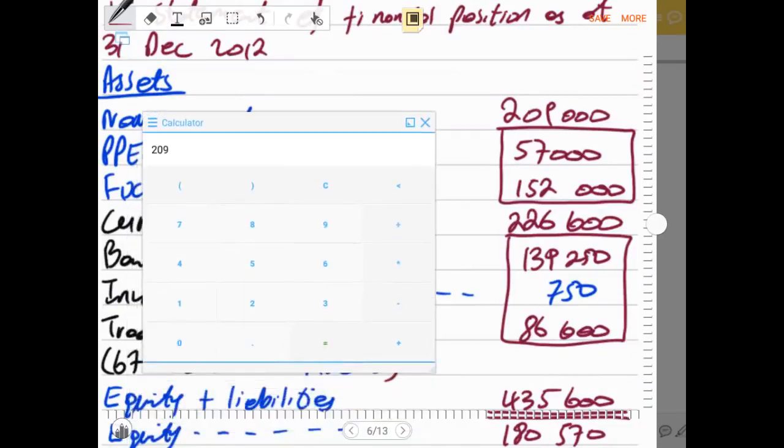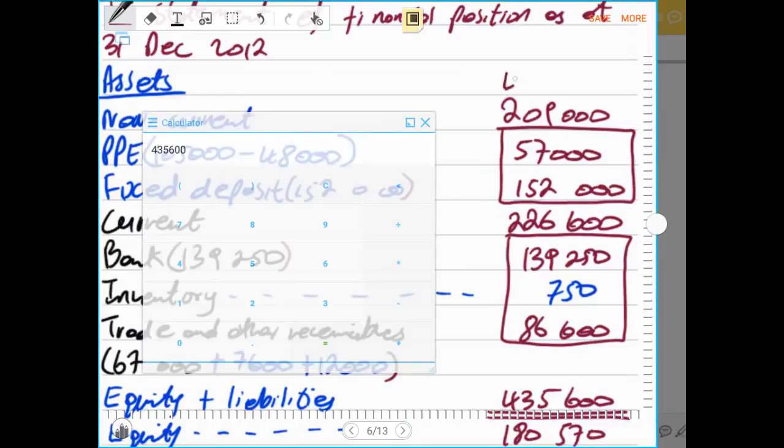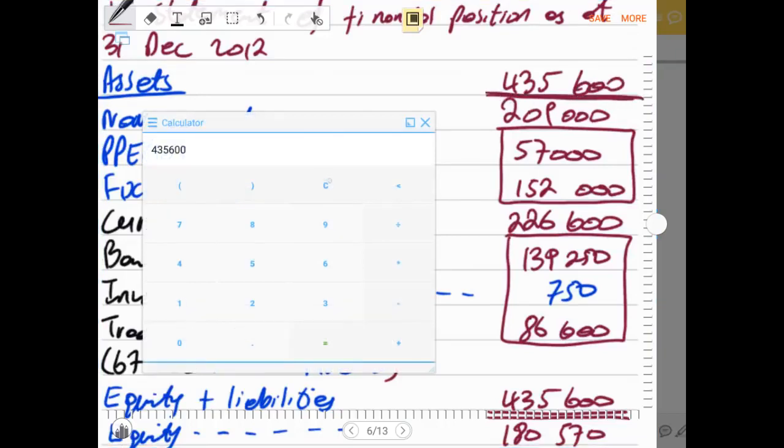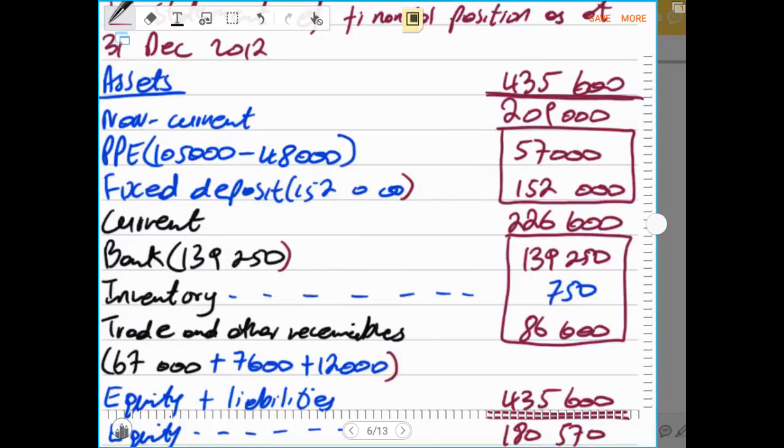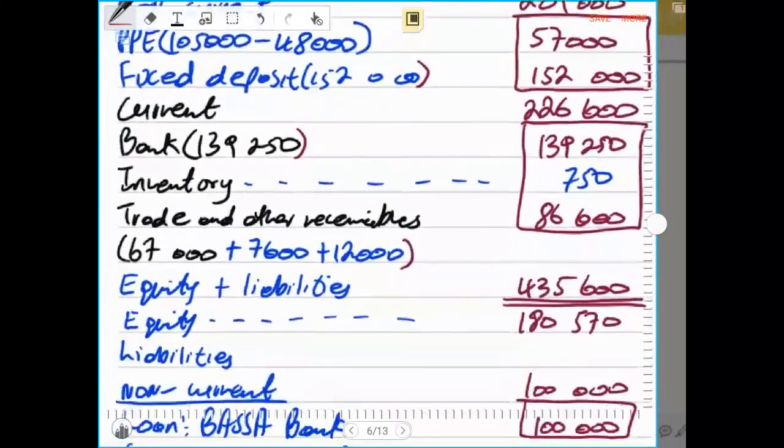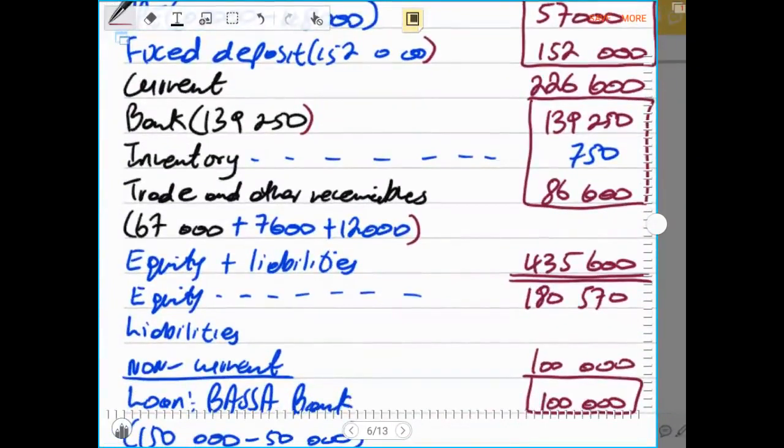209,000 plus 226,600. That also gives us 435,600. And the minute the two are balancing, we have already got many marks in this question. I always start with this question because more marks are here, guys. If this balances, then everything is fine.